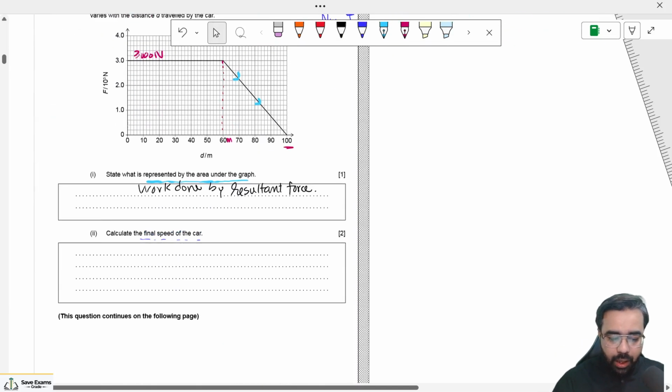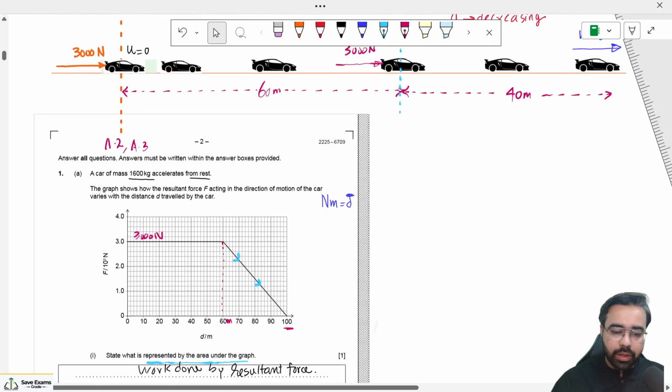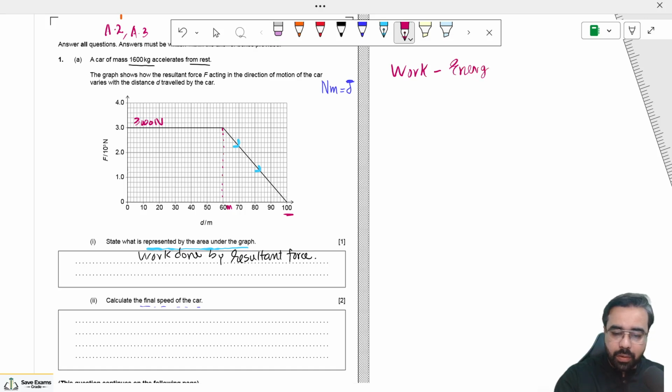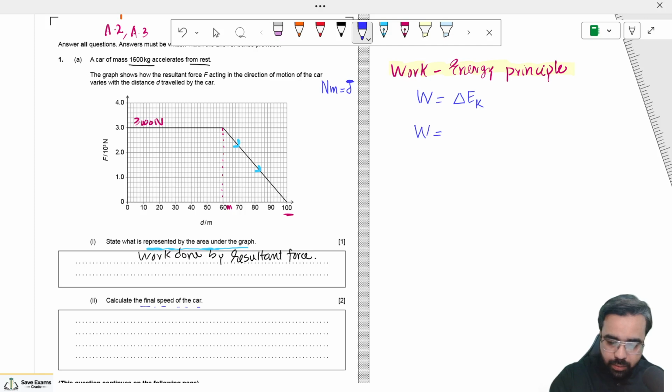So now how do you find the speed of the car? It is only possible if you apply the work energy principle, because we cannot apply SUVAT equations, as you know the force is variable after 60 meters, so acceleration is not constant after 60 meters. It is a good approach to apply the work energy principle, where work is equal to the change in kinetic energy. Now this work done is equal to the final kinetic energy minus the initial kinetic energy.